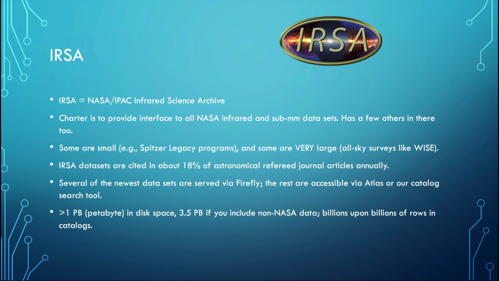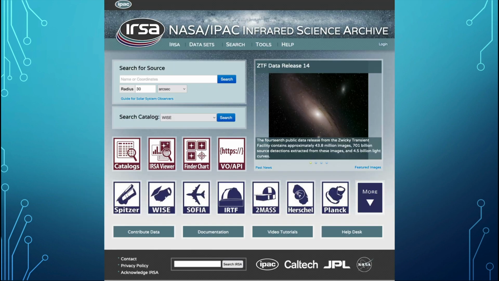I work for URSA. URSA is the NASA IPAC Infrared Science Archive. Our charter is to provide an interface to all of NASA's infrared and submillimeter datasets. We have a few other datasets in there as well. Some of our datasets are very, very small, and some are very, very large, like all sky surveys. URSA datasets are cited in about 18% of all astronomical refereed journal articles annually, and we have petabytes of data. Several of the very newest datasets are served via a software package called Firefly. The rest are accessible via other software packages at URSA. We have petabytes upon petabytes of data, billions of rows in catalogs. And this is what the URSA website looks like.